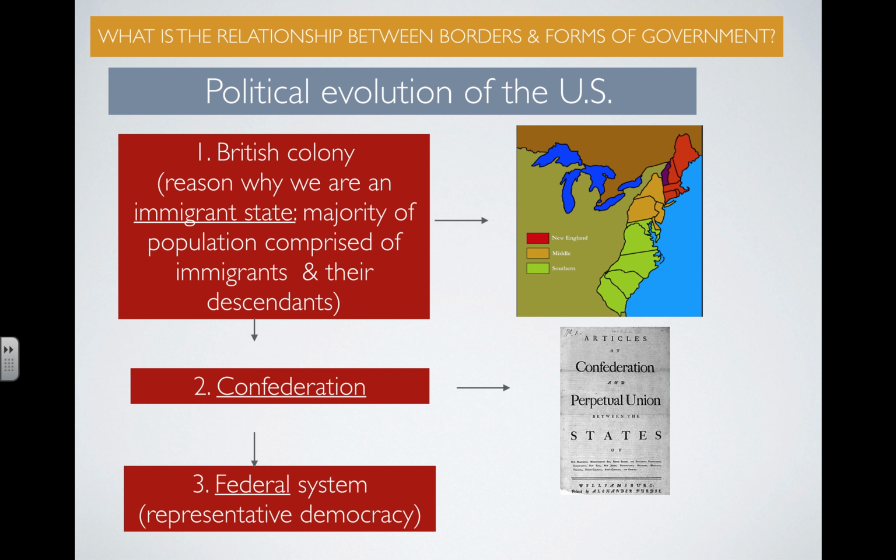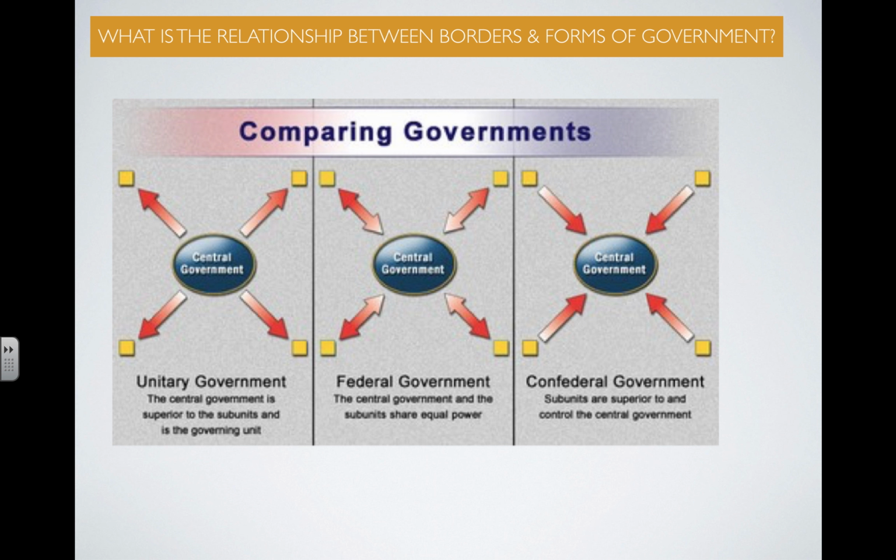We were a British colony. We evolved into a confederation. So we fought our Revolutionary War, and we sought our independence. We had a strong sense of self-determination, and we had a strong sense that we would be able to govern ourselves. After we won the Revolutionary War, we were extremely fearful of establishing a system. Go back to the graphic. We had that unitary government under the king. We wanted more power, and we were fearful of creating a system where the central government would be powerful again.